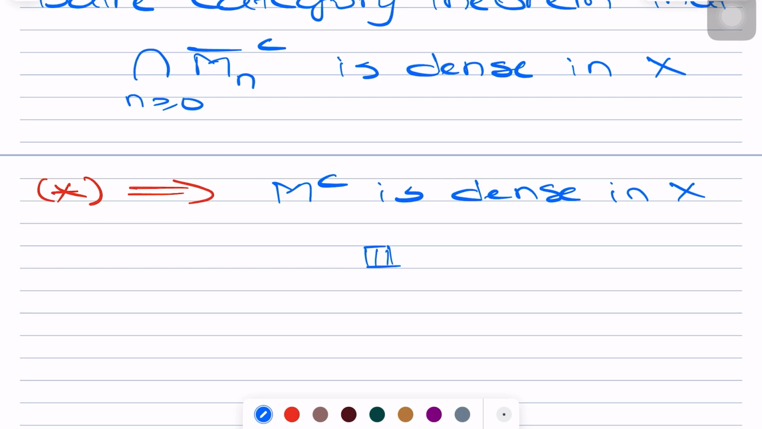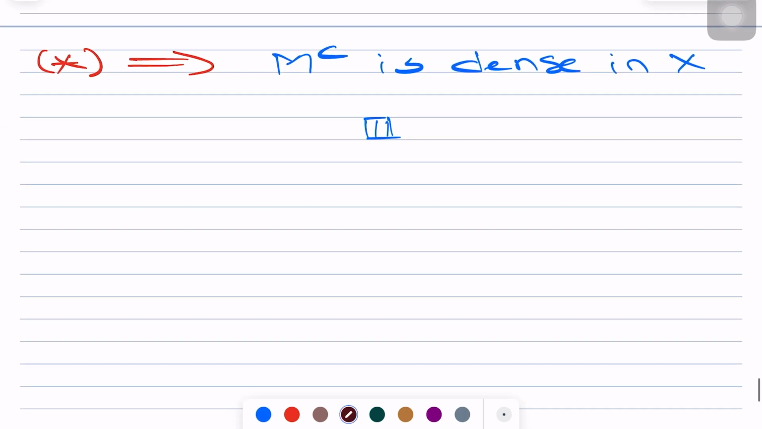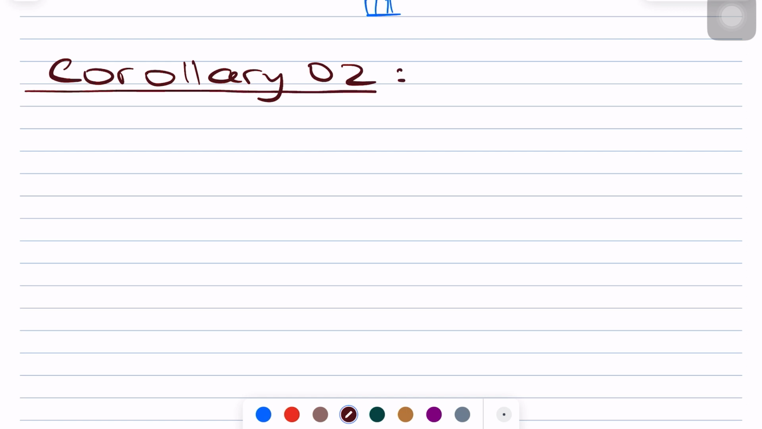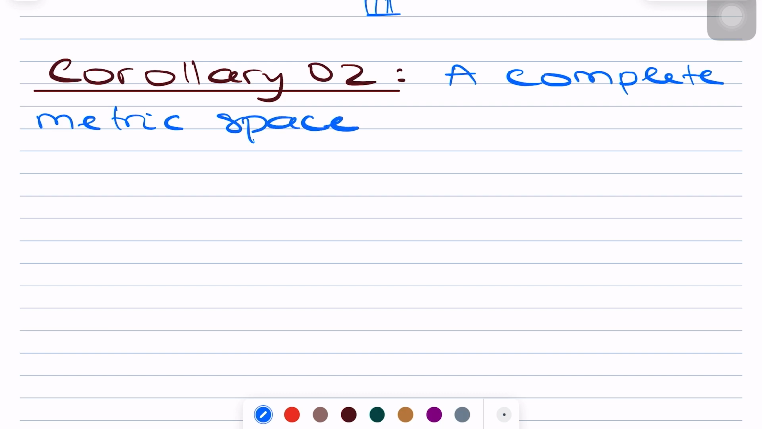Okay, let's have a second corollary. This first corollary actually enables us to state this second corollary. I mean, a complete metric space itself is always of second category. So Corollary 0.2. A complete metric space itself is of second category.